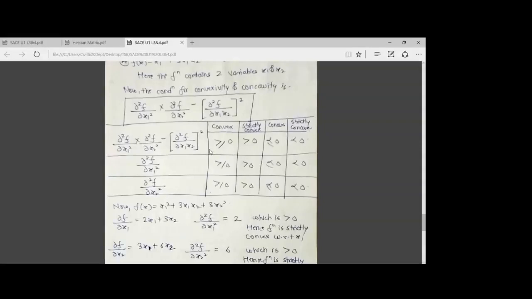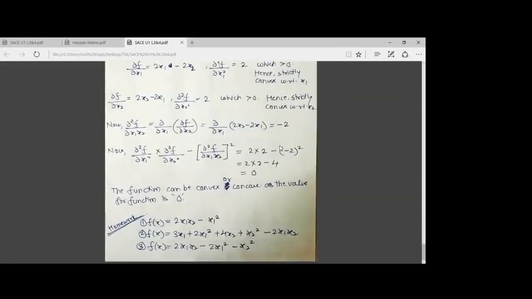So if that is the case, we get confused whether that particular function is a convex or a concave function. And hence, to avoid any confusion or to eliminate the ambiguity, we have written it as: the function can be convex or concave as the value for the function is 0. We don't know how the concavity or convexity will be followed for that particular function.